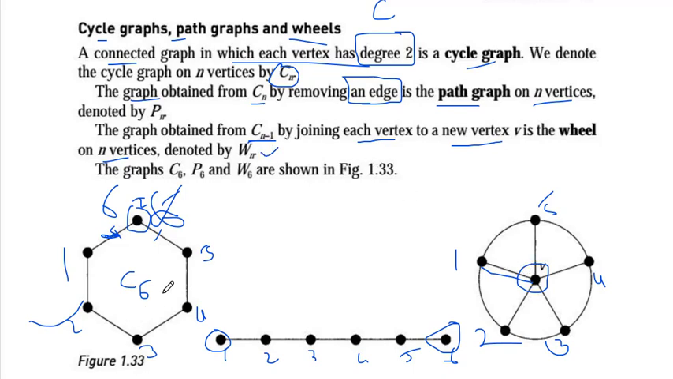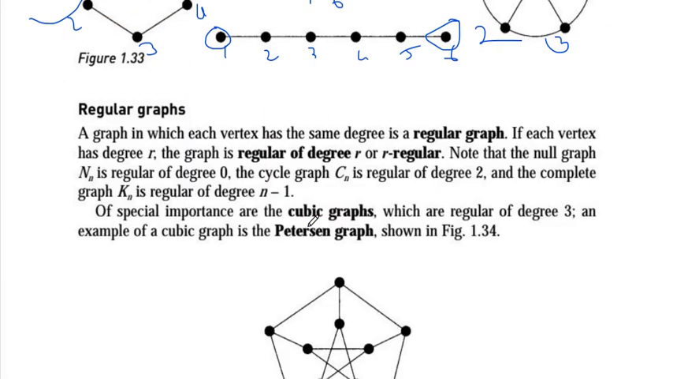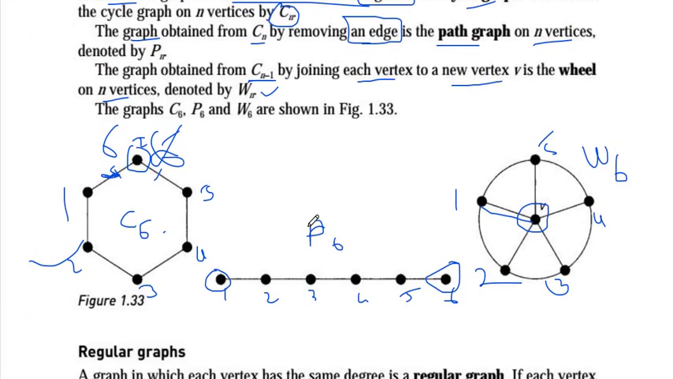So this is a cycle graph, this is a path graph denoted P6, and this is a wheel graph. Also we have 6 vertices, so W6. So: cycle graph, path graph and wheel.